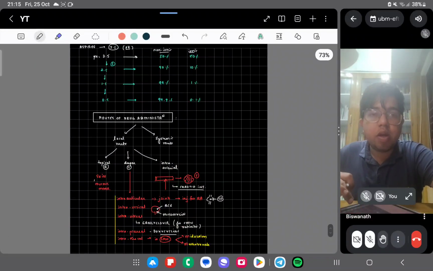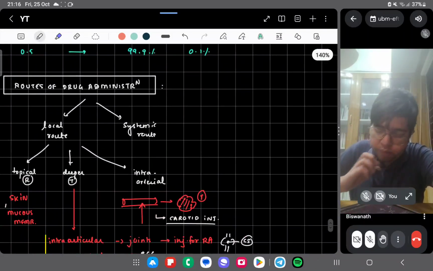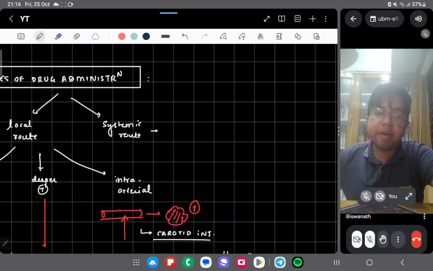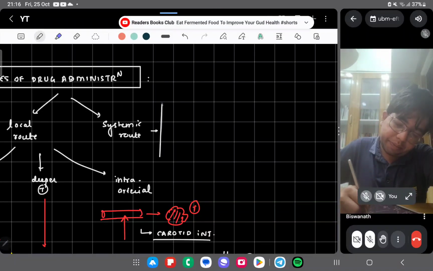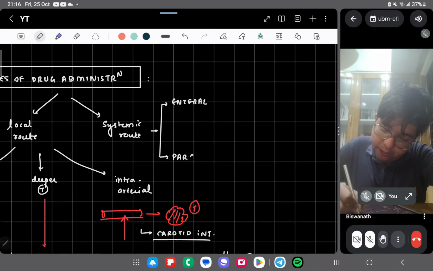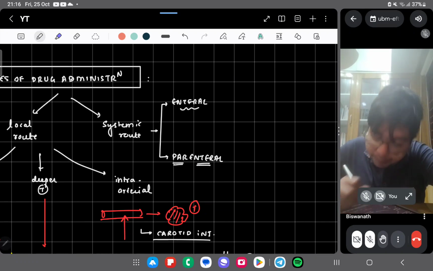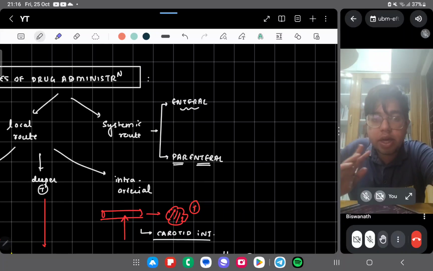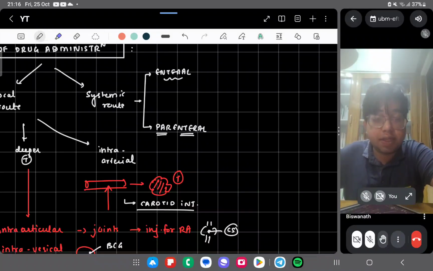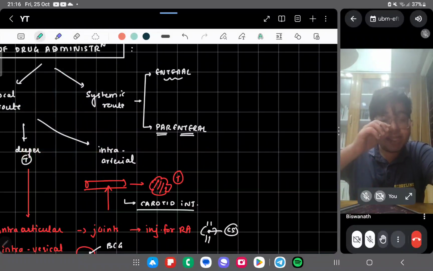Our local route is done. Now let's move to the systemic route. In systemic route, either it may be an enteral route or it may be a parenteral route. Enteral and parenteral. Parenteral means bypassing the GIT. It's not going through the GIT. It is going directly to the tissue, into the systemic circulation, bypassing the GIT. So parenteral means there is a bypass of the GIT.